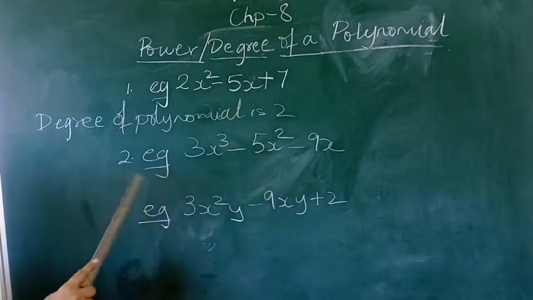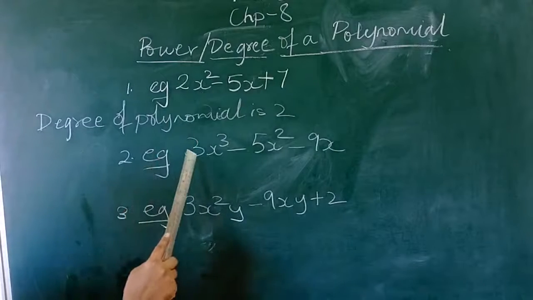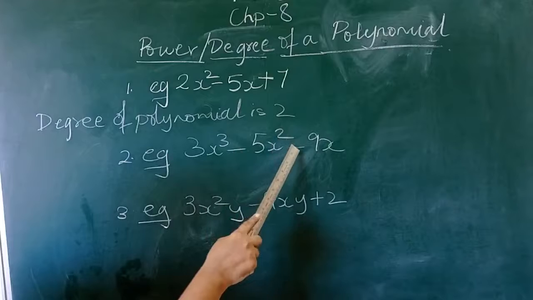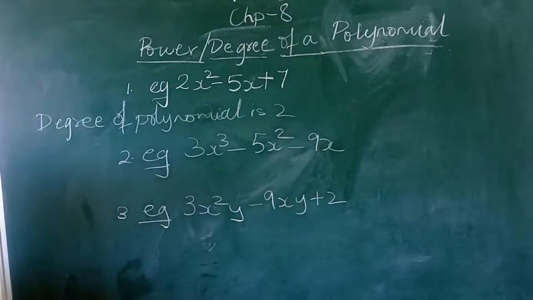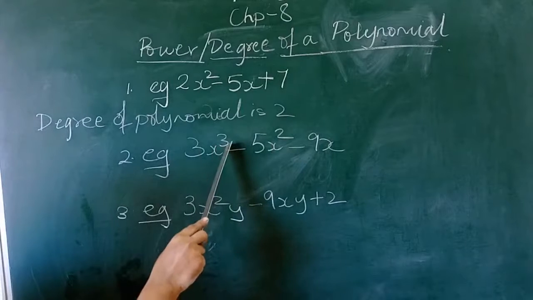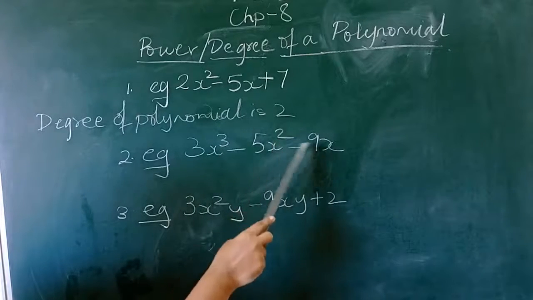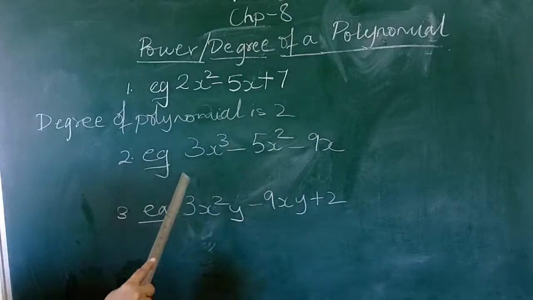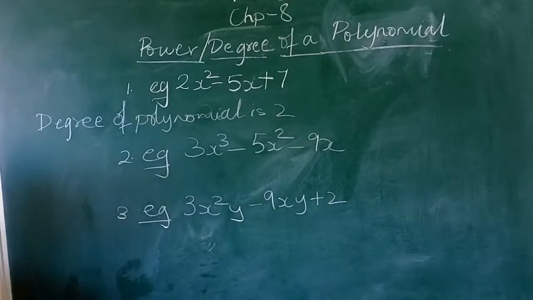Let us take the next example. 3x cube minus 5x square minus 9x. Again, here we are going to say that x raised to 3 is the power, x raised to 2 is the power, x raised to 1 is the power. So the degree of the polynomial here is 3.